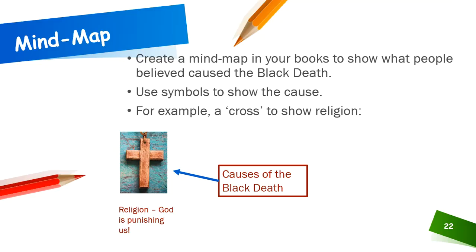Here's a mind map activity that you might like to complete in your books. Create a mind map in your books to show what people believe caused the Black Death. Use symbols to show the cause. For example, a cross to show religion. So if you're not sure about what the causes of the Black Death were, or you may need to revise some of those, go back to the beginning of this video to revise them before you attempt this activity.